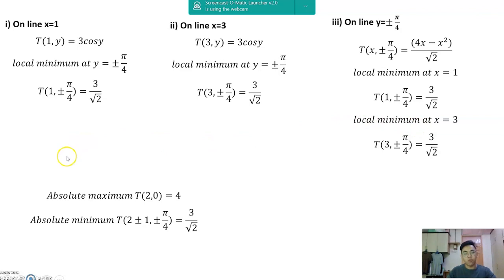So in conclusion, the highest temperature, the absolute maximum, is 4 degrees Celsius, and the coldest point on the plate is 3 over square root 2 degrees Celsius for this question. That's all for me.